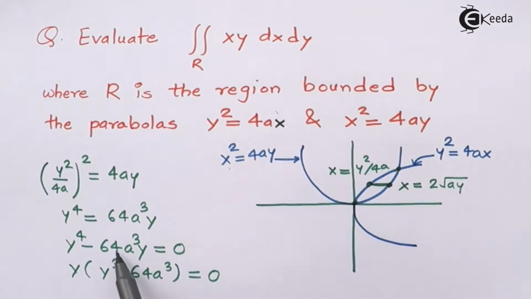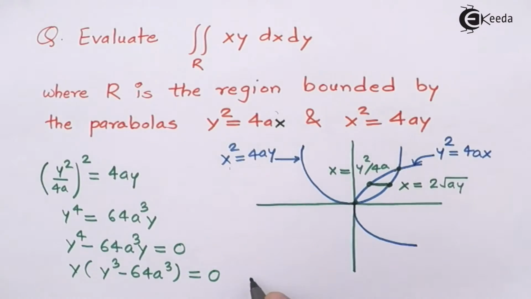So let's say if I take this on the right hand side, and if I cancel y and y, we'll get y cube is equal to 64a cube, and therefore we'll get y equal to 4a. It means we'll get only 1 point of intersection. So if you want to get the maximum points of intersection, then don't cancel y. So that is why I have kept this 64a cube y on the left hand side, I have taken y common, and I got this equation.